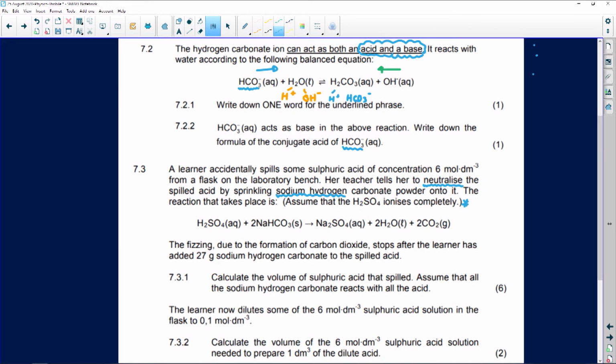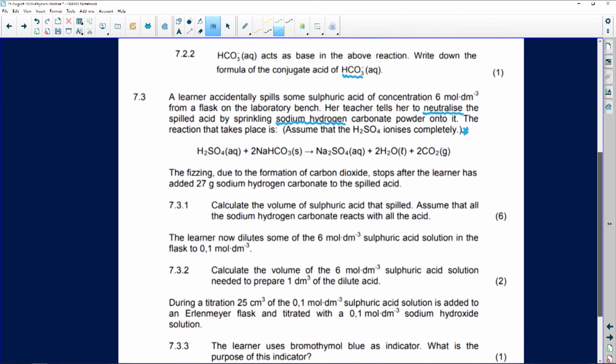Remember, strong acids will ionize completely. So this is the reaction that we have. Something very important and crucial to remember is your mole ratio. This is 1:2. They're giving us more information. They're telling us that the fizzing is due to the formation of carbon dioxide. Now remember, if anything bonds or comes into a reaction with CO3, I get 3 things instead of 2. I'm going to get my salt, my water, and carbon dioxide. So that's the carbon dioxide that is fizzing. It stops after the learner adds 27 grams of sodium hydrogen carbonate to the spilt acid.